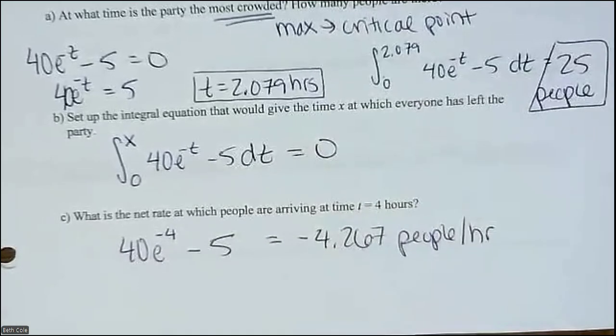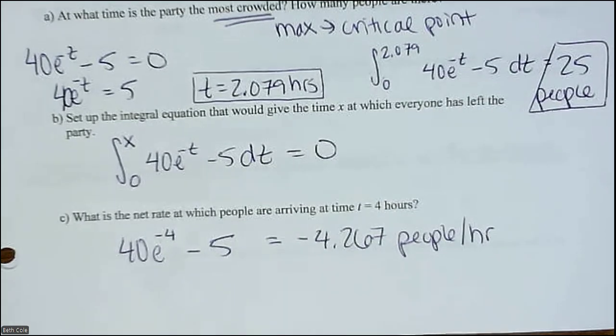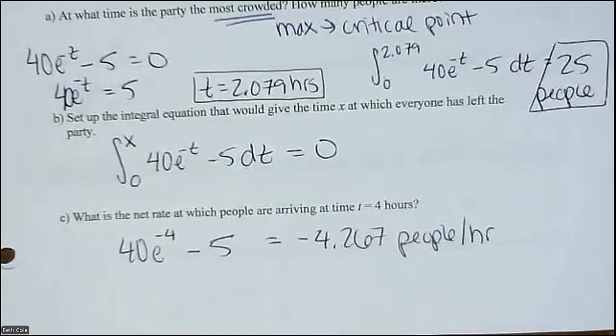Yes, thank you. I was about ready to bring that up. It means the rate at which people are leaving is greater than the rate at which people are arriving. So what does that mean is happening about the party? It means the number of people is decreasing. It sucks. But yeah, the number of people is decreasing, okay?